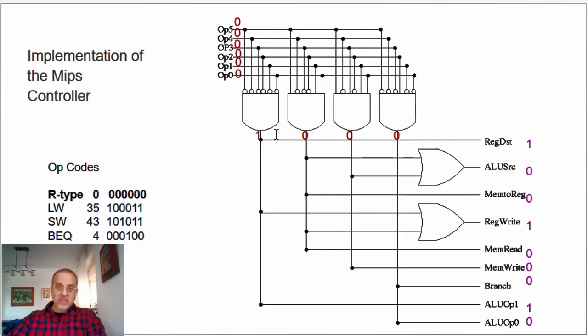This line is that 1 coming in here into an OR. Well, once at least one of the input lines to an OR is a 1, we're going to get a 1 over here. So that's what we wanted.